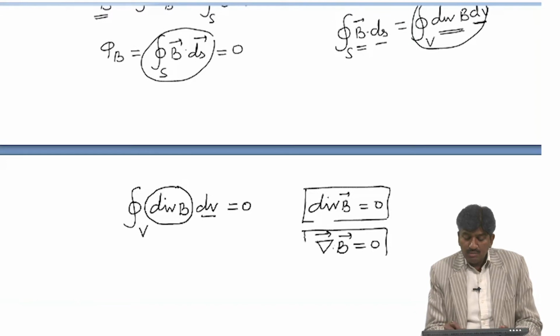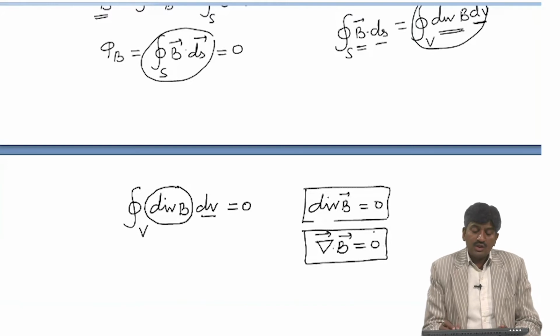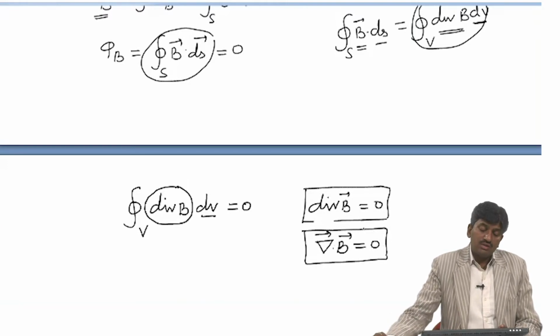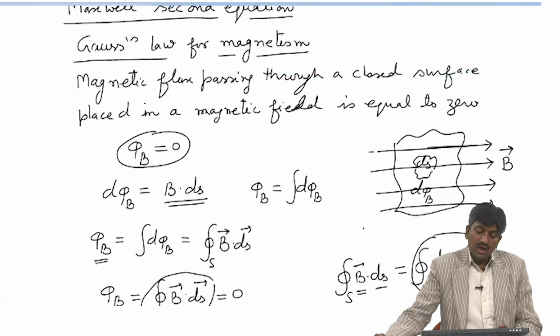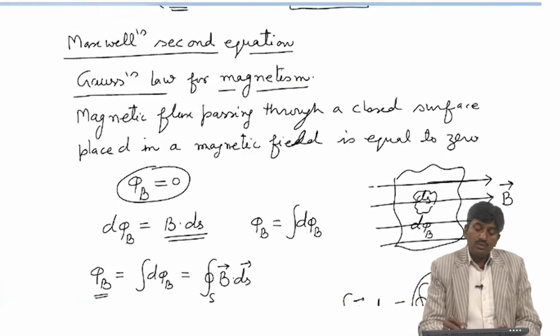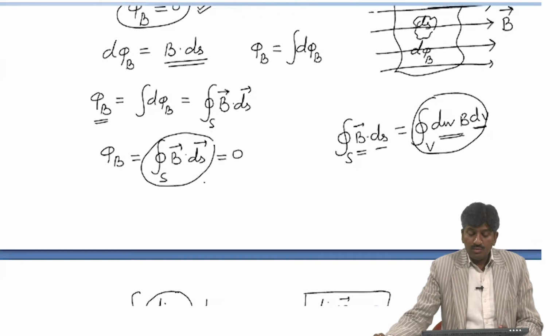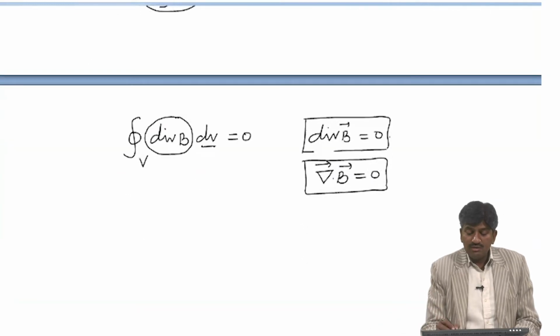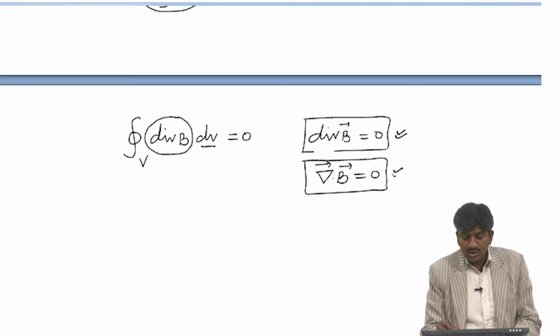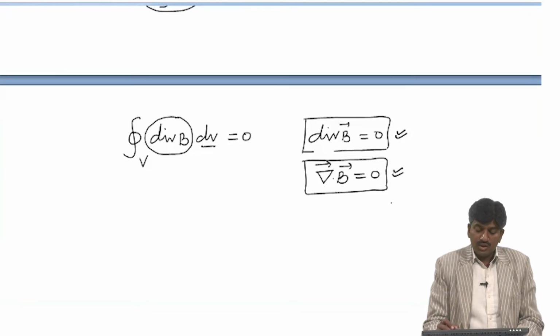This is the Maxwell second equation, the derivation of Maxwell second equation, which we have derived with the help of Gauss law of magnetism, which says magnetic flux passing through a closed surface is always equal to 0, and after modifying it with the help of Gauss divergence theorem, it becomes divergence B is equal to 0. This is the derivation of Maxwell second equation.